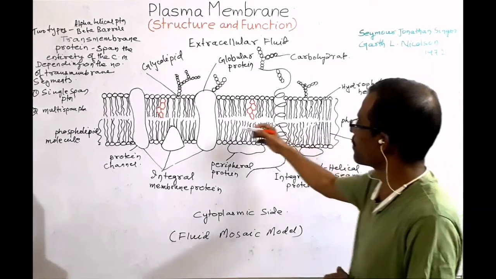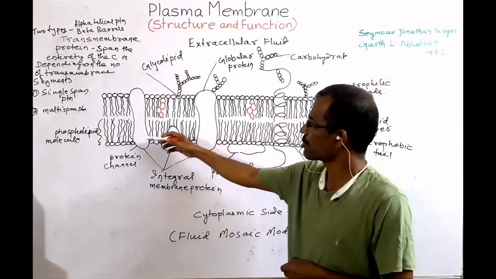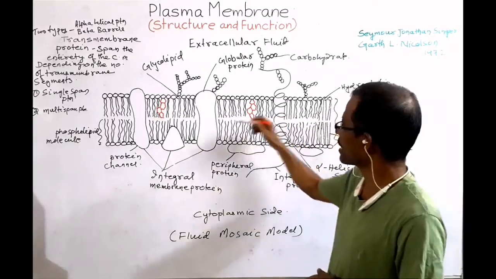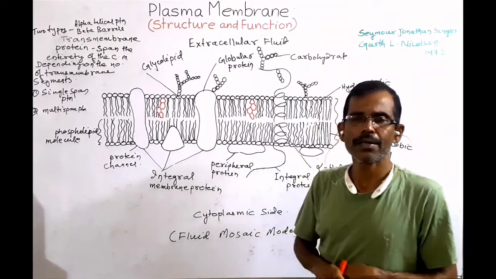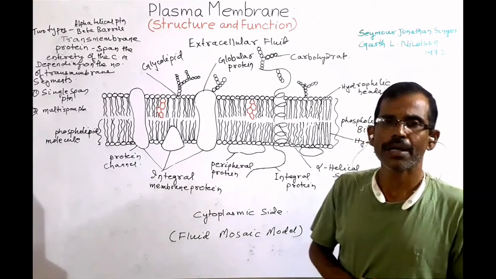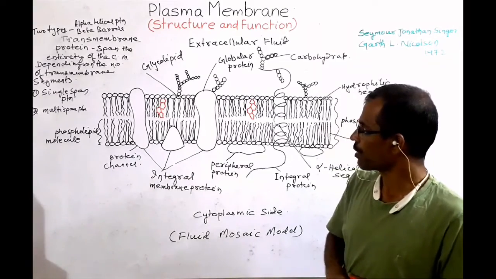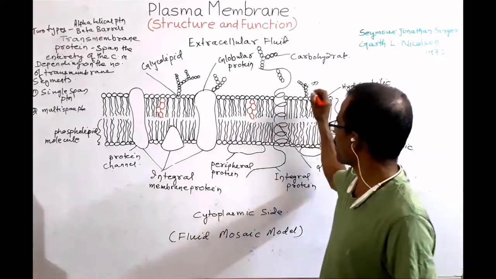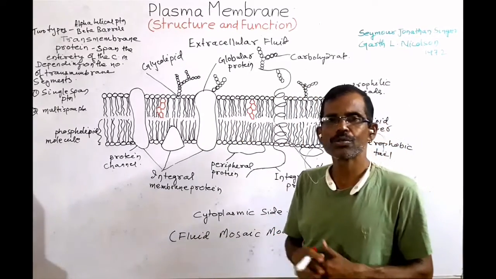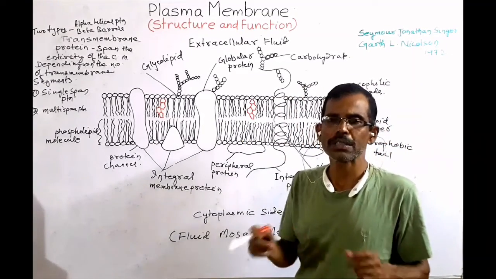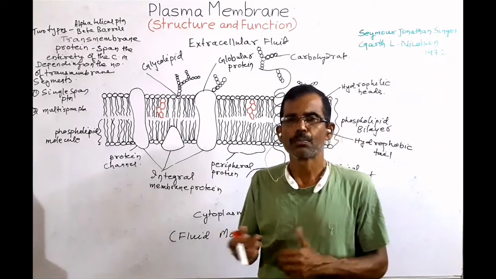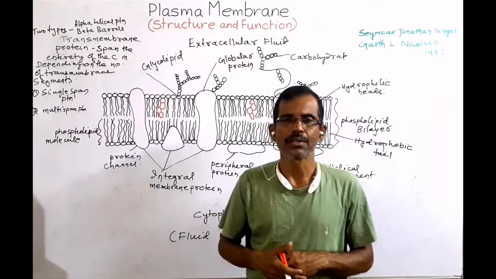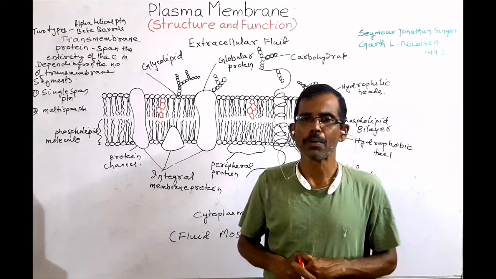And in this lipid bilayer, you can also see the presence of different types of proteins. Two types of proteins are there in the cell membrane: peripheral membrane protein and integral membrane protein. Also, a small amount of carbohydrate remains associated in the form of oligosaccharide chains, either with the lipid or with the protein. So friends, this is the structure of the cell membrane.